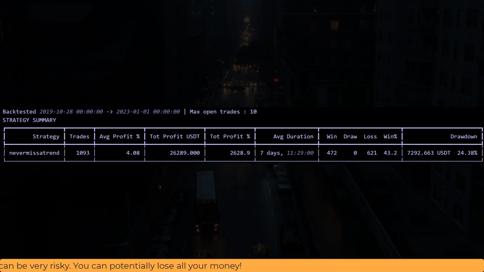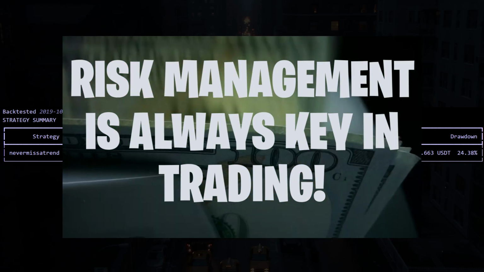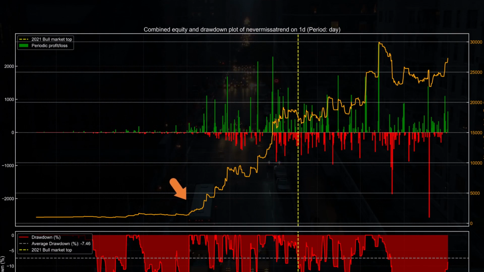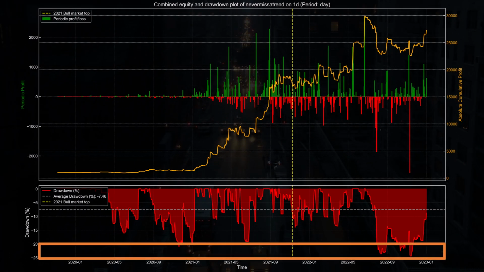The max drawdown I got in this test is only 24%, and this is also very favorable because it controls your risks. Now let's take a look at the more important charts. This chart here is the full equity curve of the strategy. You can see consistent profit growth, especially during the 2021 bull run. But be aware, drawdowns can exceed over 20% in some cases.